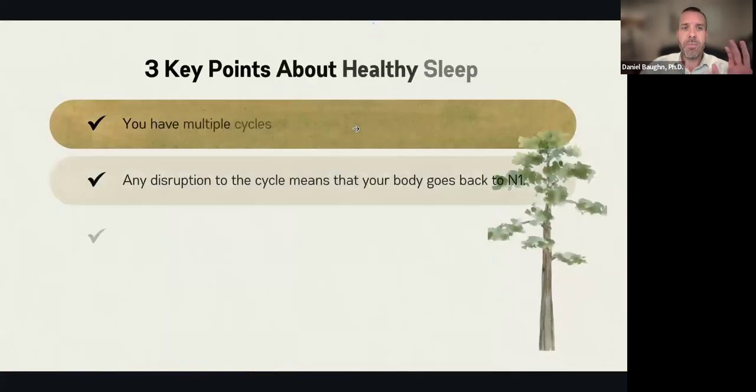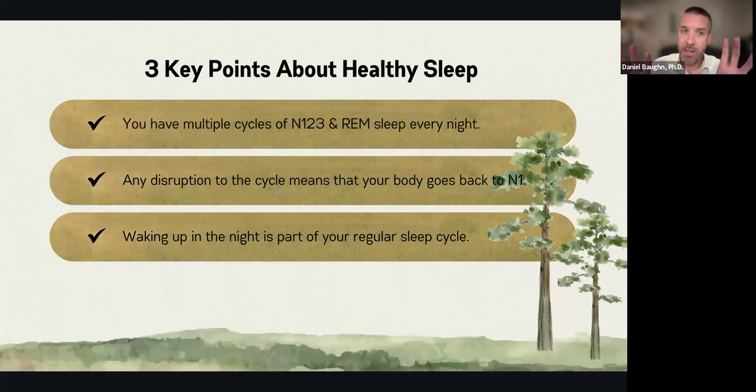And so why this is relevant is just kind of three key points. Number one, you have multiple cycles of N1, 2, 3, and REM every night. Number two, and I think you saw this on the hypnogram, but I forgot to point it out. Any disruption to the sleep cycle means that your body goes back to N1.